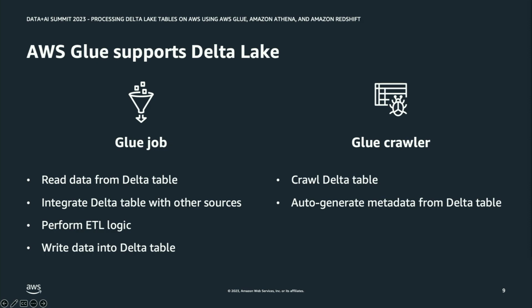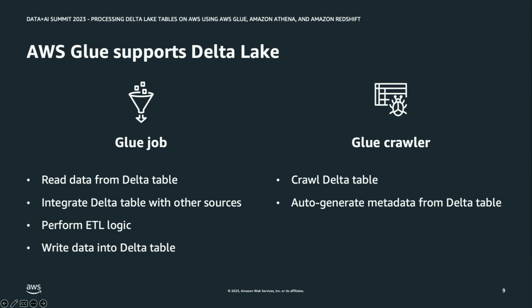And Glue crawlers automatically scan data and populate table metadata into the AWS Glue Data Catalog. The catalog is a serverless, Hive Metastore compatible data catalog. With a Glue crawler, you can easily register your Delta table into the Glue Data Catalog and make it queryable from different engines such as Amazon Athena, Amazon Redshift, and, of course, AWS Glue jobs.